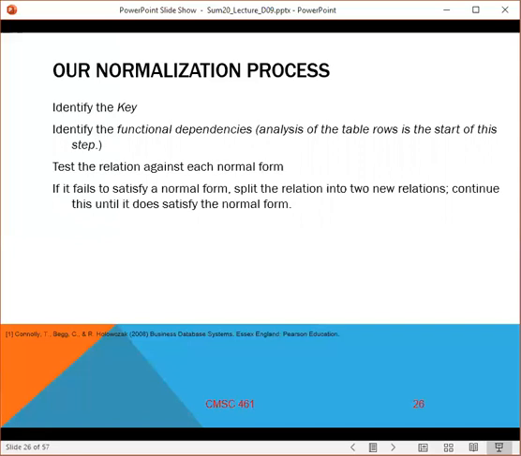If it fails to satisfy a normal form, then we go through our decomposition. We take the offending fields out, we put them in their own table. We keep going through this iteratively until we've got all our tables in the normal form we want, usually third normal form. And then in business, you might back that off to less than third normal form for performance reasons.